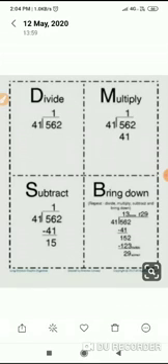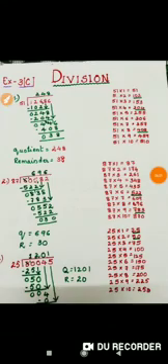Now, let us do division of large numbers. Long division consists of 4 steps. First, we divide and then we multiply. After multiplication, we subtract and then with the answer we will bring down the next number. So, with the help of these 4 steps, let us solve some questions of your textbook. Now, let us take the first question.